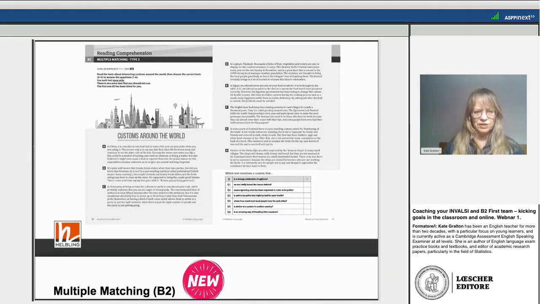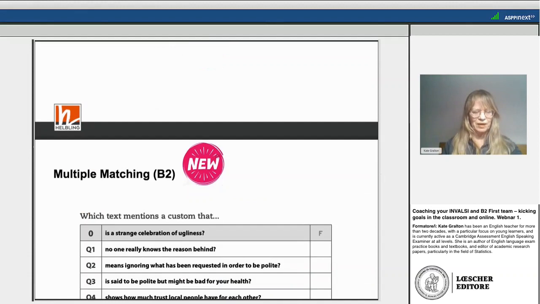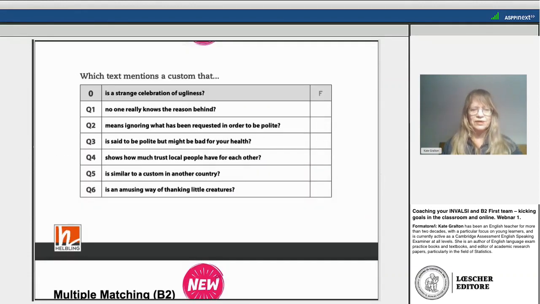So if we just have a look at what the rubric looks like, it says read the texts about interesting customs around the world, then choose the correct texts A to H to answer the questions 1 to 6. And it's actually the opposite of the usual multiple matching that we do with INVALSI, where you have to match the other way around. So we have 6 texts and more questions than texts. Usually we have more texts than questions. I'll show you, hang on. So we have to look at all the texts and decide which text mentions a custom that does all of these things.